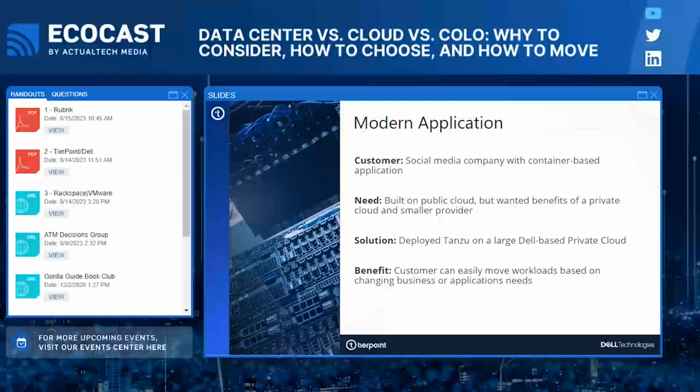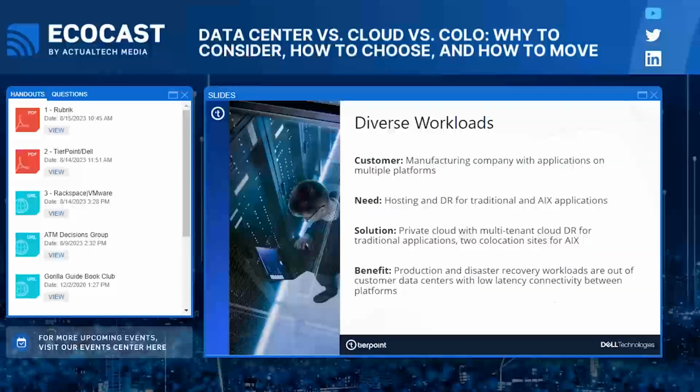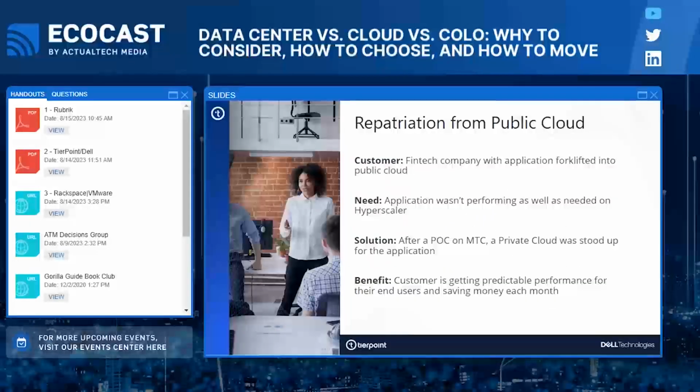Our next one is repatriation from the public cloud. And this is a story that we're starting to see more and more. This customer forklifted their application into the public cloud because, again, they wanted to get out of their own data center, but they didn't really take the time to examine the application, to understand it, and to refactor or tune it properly for running in the public cloud. As a result, after launching the application, the performance really wasn't as good as they expected, and their end users complained. So they came to TierPoint.